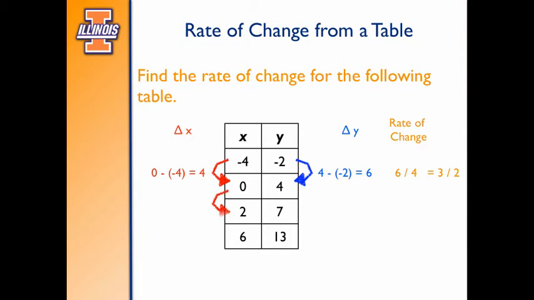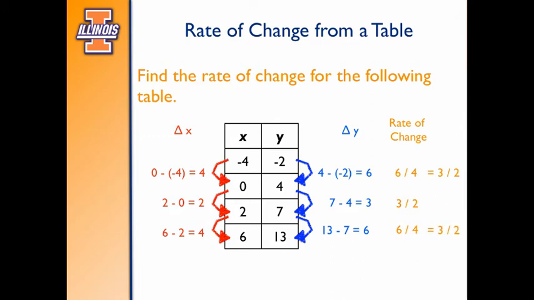Now I check the next interval between 0 and 2. I get 2 minus 0 equals 2, and then I get 7 minus 4 equals 3. I take the ratio of delta y to delta x, I get 3 over 2, and that's as simple as it can get. And last but not least, I check it between 2 and 6. I get delta x is 4, and delta y is 6. I take the ratio again, I get 6 over 4, which simplifies to 3 over 2. So the rate of change for this table is 3 over 2. That tells me that y increases by 3 as x increases by 2.